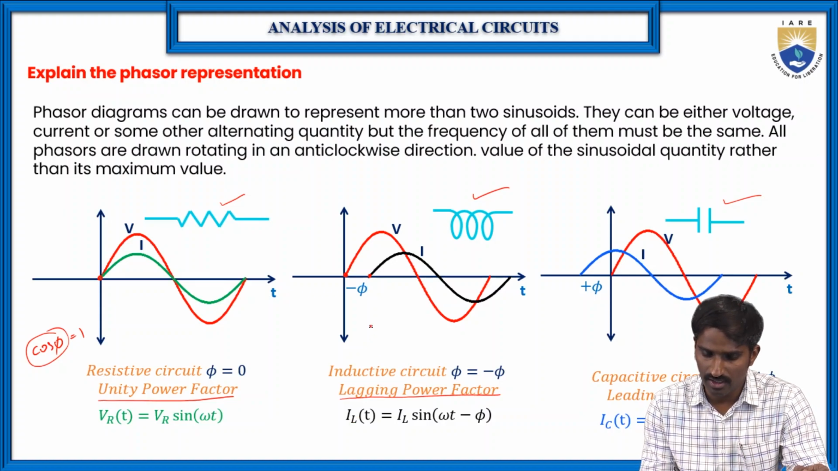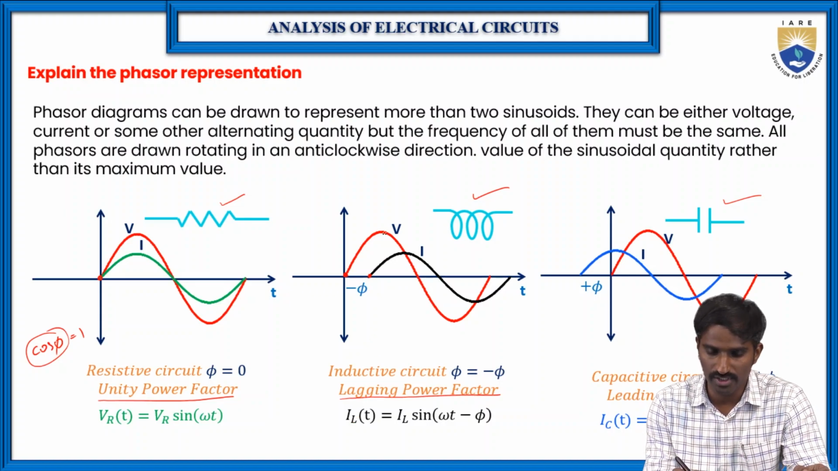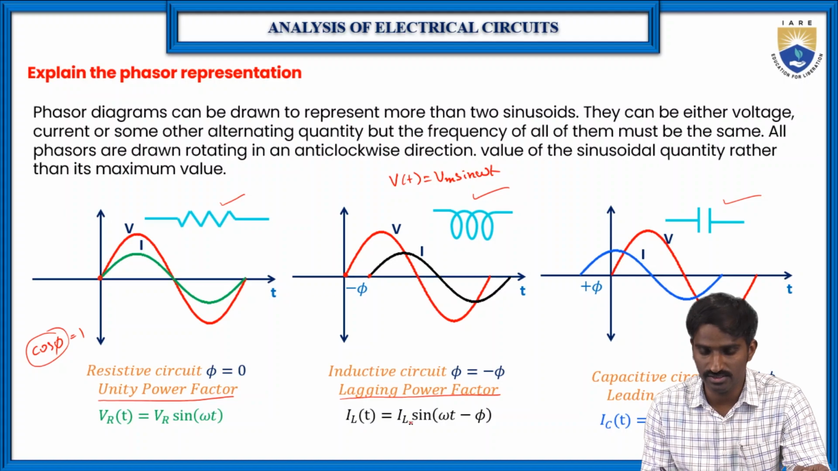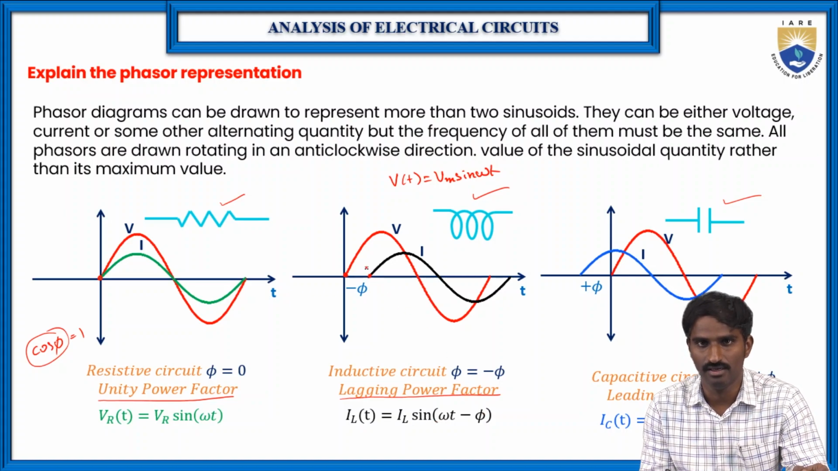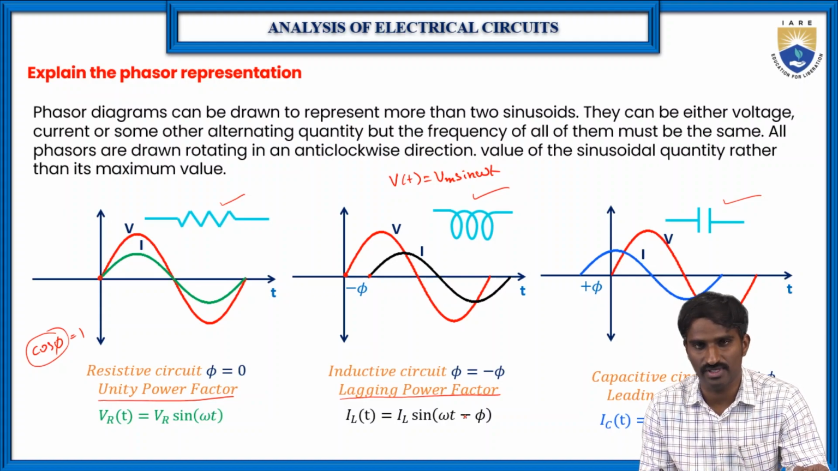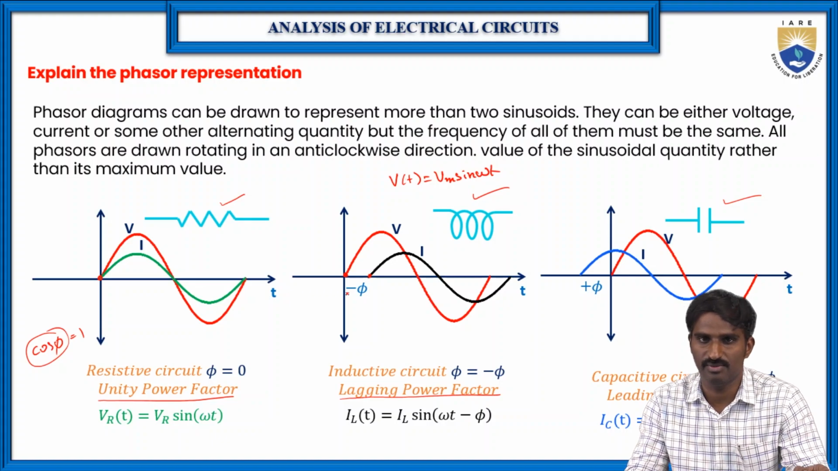And of course here also the same voltage equation: V of t is equal to Vm sine omega t. But the current equation here is I of t is equal to I sine omega t minus phi, because here the current is lagging. In the previous case it was leading, so that's why there it was plus phi, but here it is lagging, so that's why minus phi.